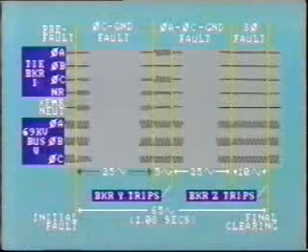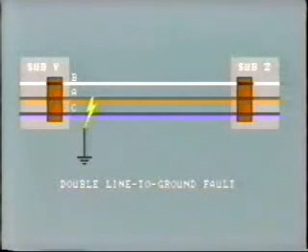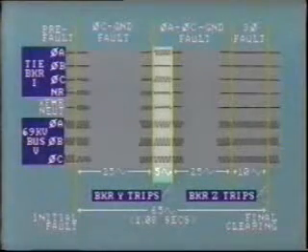The single line-to-ground fault endures for 25 cycles. At this point, the C-phase conductor burns open, allowing the tree to fall onto A phase. However, the tree still maintains contact with C phase. Now, the nature of the fault has changed to a double line-to-ground fault. Over the next 5 cycles, you can see the effect of the two-phase fault.